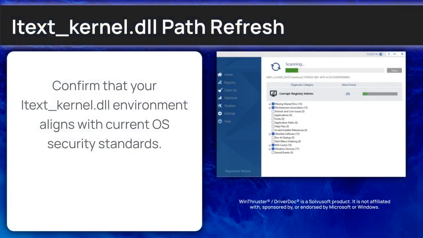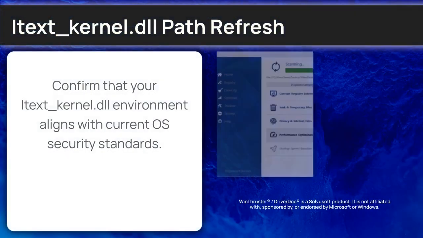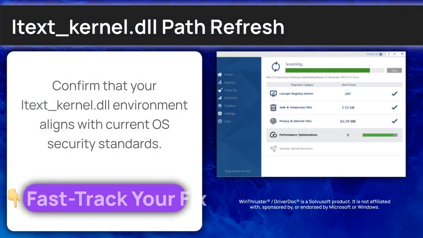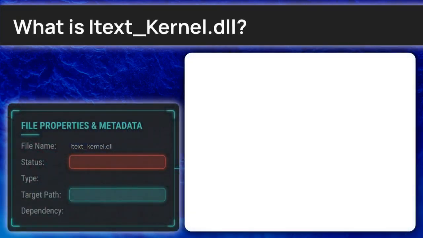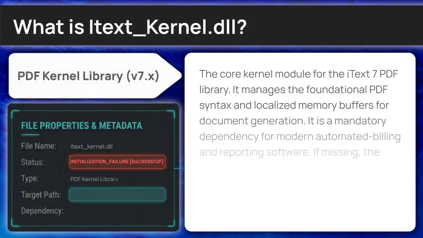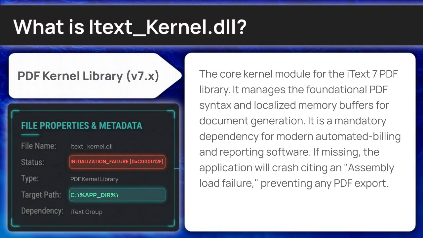To kick off the manual repair for IText Kernel Library, you can also find an official toolkit designed for system-level synchronization. This is the IText Kernel Library, the core kernel module for the IText 7 PDF library. It manages the foundational PDF syntax and localized memory buffers for document generation. It is a mandatory dependency for modern automated billing and reporting software. If missing, the application will crash, citing an assembly load failure, preventing any PDF export.